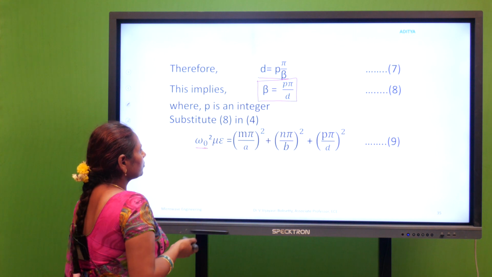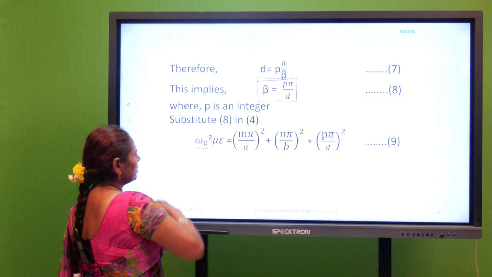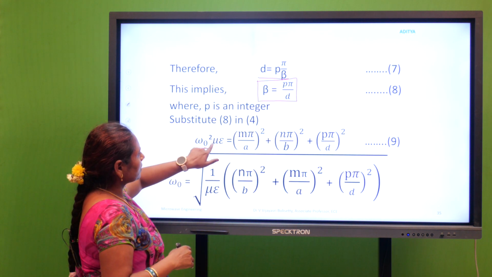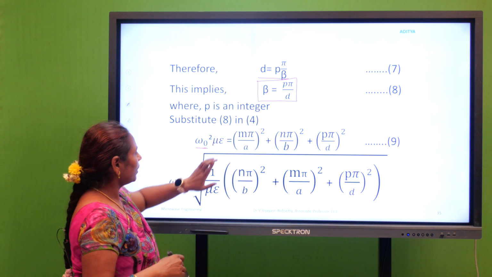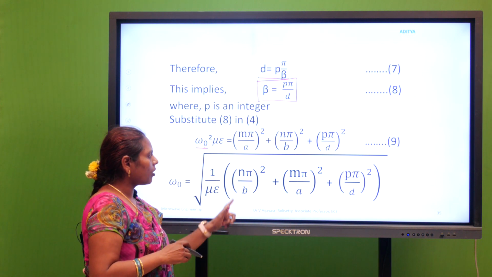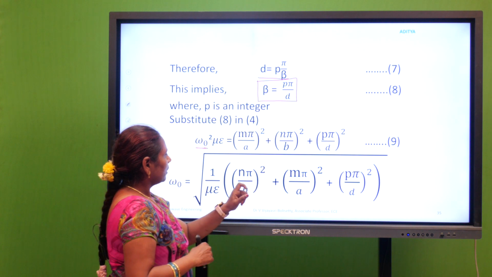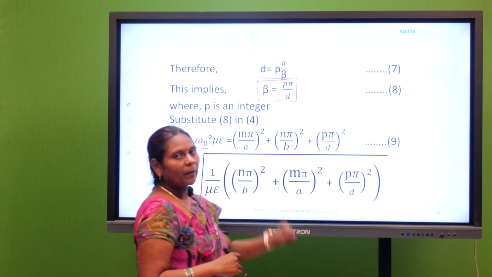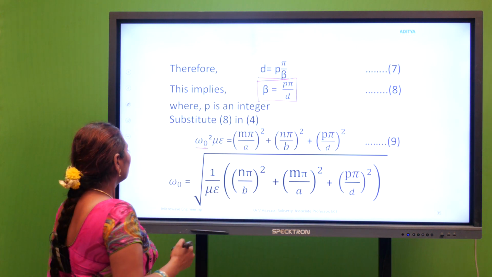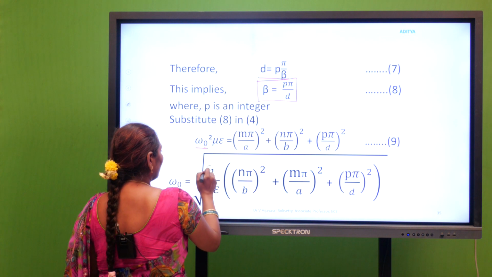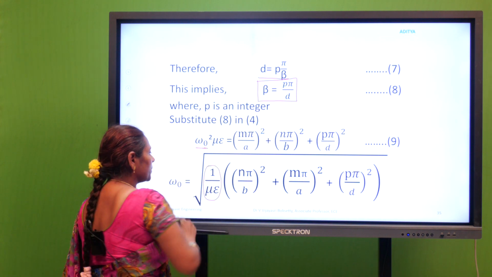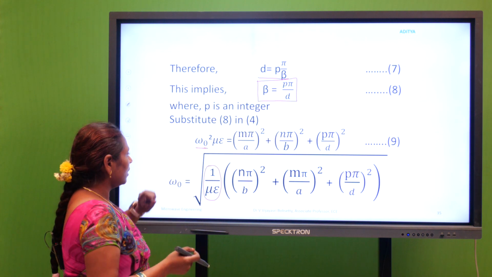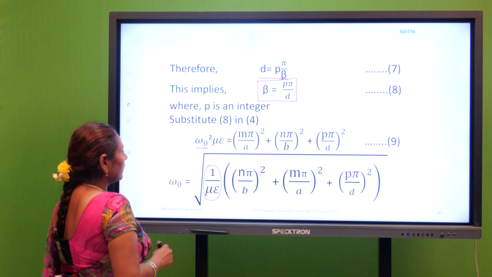Okay. So, now from this we can obtain omega naught. If you take mu epsilon to this side and apply the square root, we get omega naught equal to root 1 by mu epsilon times root of m pi by a whole square plus n pi by b whole square plus p pi by d whole square. What is this 1 by mu epsilon? We already know root 1 by mu epsilon is nothing but c.